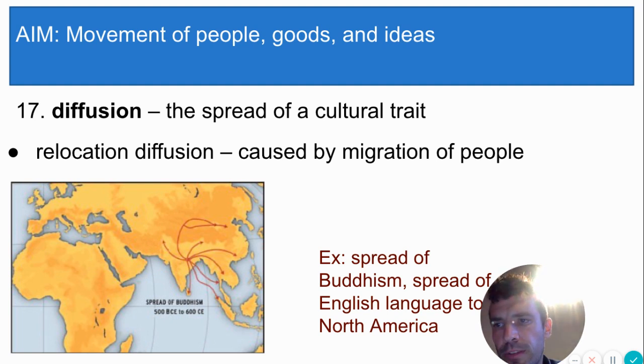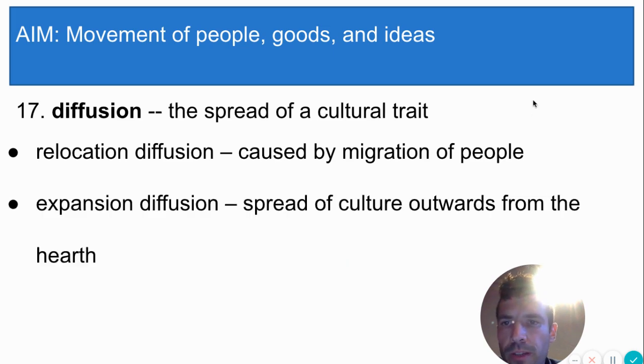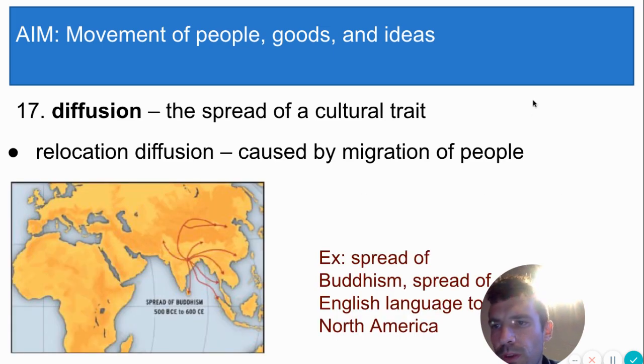A good example of this is the spread of Buddhism. Buddhism began in India, but today it's most commonly practiced in East Asia. That's because Buddhist monks left the hearth in India and migrated to other parts of Asia, bringing their ideas with them to these new places. Another example of relocation diffusion is the spread of English from England to North America via colonists who left England to travel to the New World. In both cases, we have movement of people who bring culture with them to a new place.